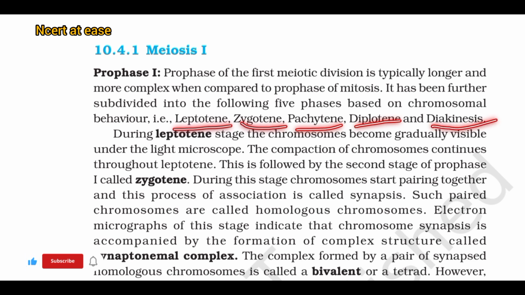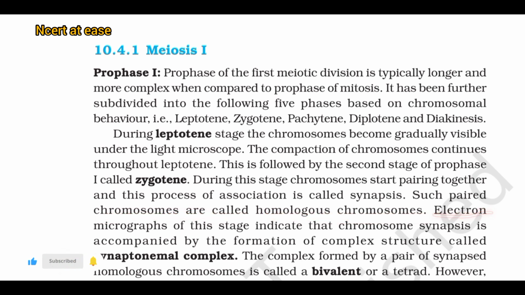diplotene, diakinesis. During the leptotene stage, the chromosomes become gradually visible under the light microscope. The compaction of chromosomes continues throughout the leptotene. This is followed by the second stage of prophase 1 called zygotene. During this stage, chromosomes start pairing together, and this process of association is called synapsis. Such paired chromosomes are called homologous chromosomes.